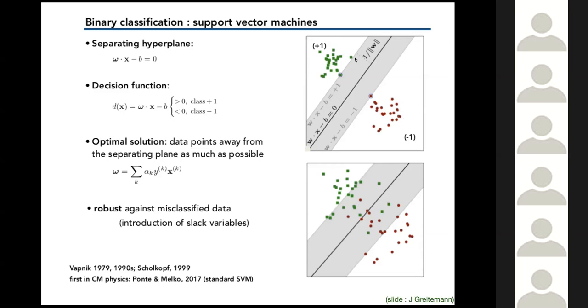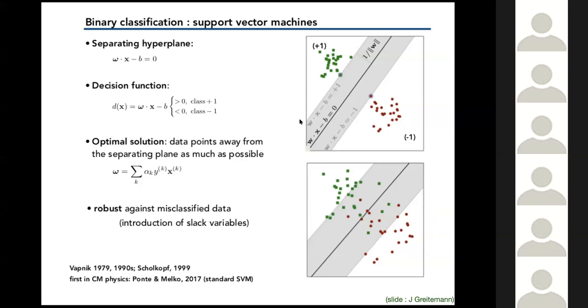In the standard formulation, I'm given training data, and this data is labeled with the property, and I try to find the hyperplane that best separates these two sets of data. So you see here this straight line, and the margin is kind of optimal. Data that are on the margin are called support vectors. This hyperplane is specified by the formula omega dot x minus b. And so we can define a decision function where this function omega x minus b is positive for class 1 and negative for class minus 1.